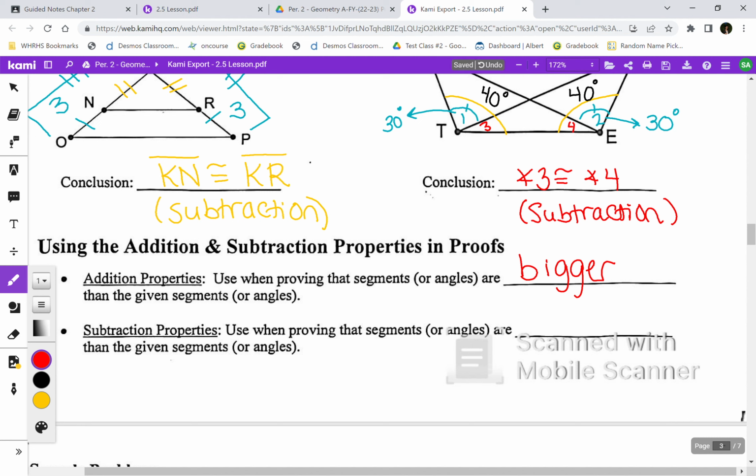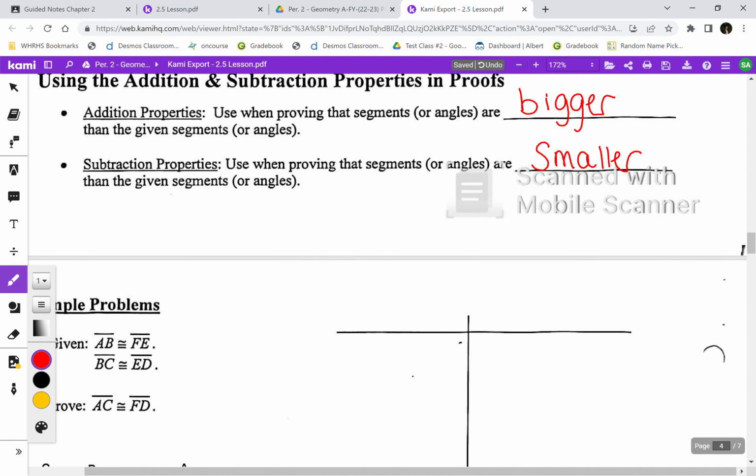And generally speaking, and let's just stick with whole numbers, when we're subtracting, are things getting bigger or smaller? Don't they get smaller when we're subtracting? So use when proving that segments or angles are smaller than the given segments or angles. All right, you ready to see how this looks in proofs? Let's do this.